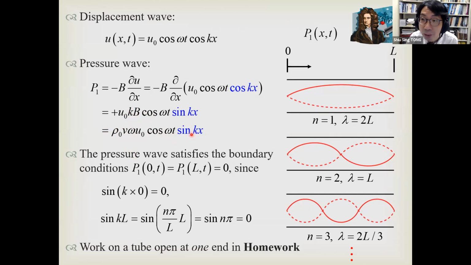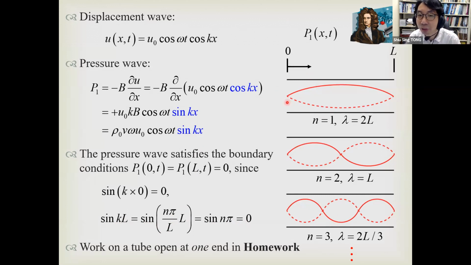Now you can see immediately that the pressure wave depends on the sine function, sine Kx. So at x equal to 0, the pressure wave is a node. This is the pressure wave. And when x is equal to L, sine KL is also 0, because K is n pi over L, so when I multiply by L, it becomes sine n pi. That is 0. So that means the boundary conditions at both ends are satisfied.